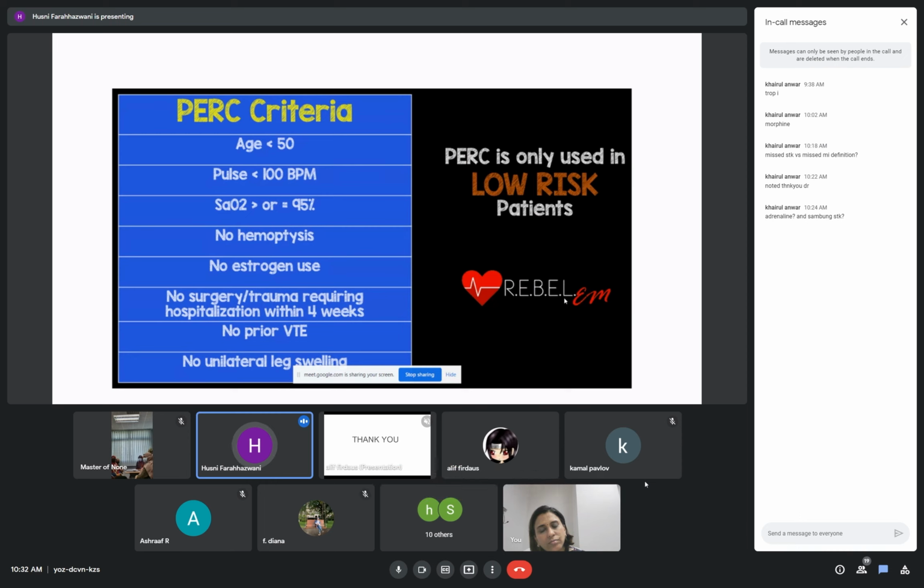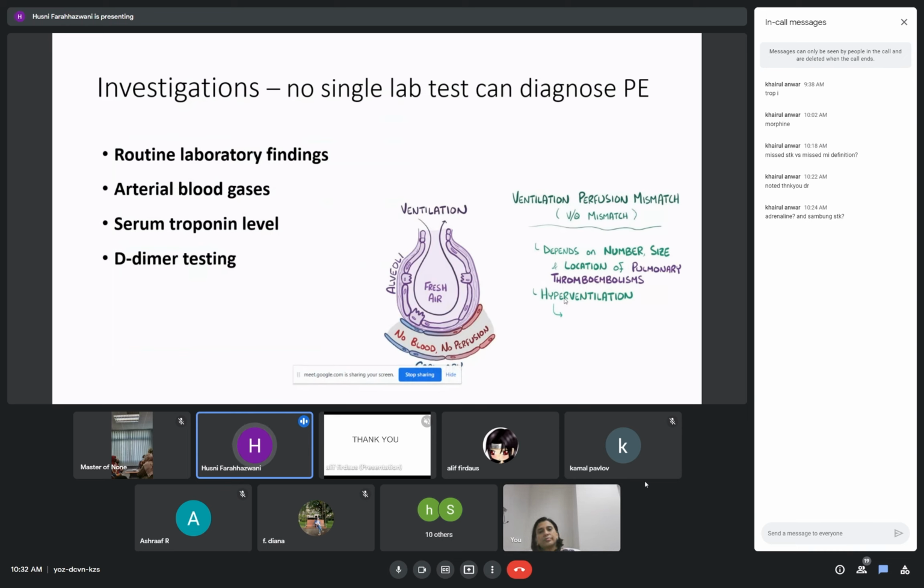This should be used in a low risk patient. The criteria are the opposite of the Wells score. For example, no hemoptysis, no estrogen use, no surgery or trauma. With these criteria, we can rule out pulmonary embolism only in low risk patients. For investigation, there is no single lab test to diagnose PE. However, you should also take routine laboratory findings to guide you for other differential diagnoses.